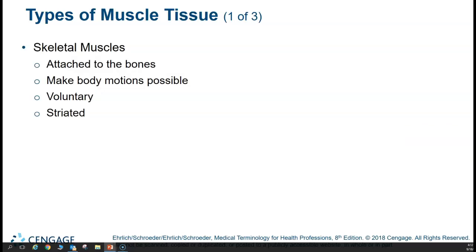There's different types of muscle tissue. The first type of muscle tissue is skeletal muscle. This is voluntary muscle. When we look at it under a microscope, it's striated. This is what helps make our body move. So these are muscles that we say, okay, move my leg, and we voluntarily move them. We think about it, and then it happens.